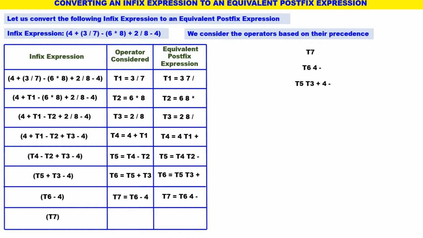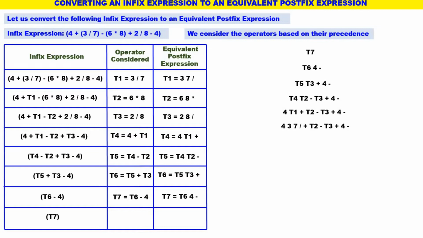Next, for T5, find out what is the postfix expression. T4 T2 minus. So for T5, substitute T4 T2 minus, and T3 plus 4 minus will remain the same. Next, T4. Always you consider leftmost. That is very simple, no problem. T4 is equal to 4 T1 plus. Yes, 4 T1 plus, and after T2 everything will be the same. Next, for T1, let us substitute for T1. What is the T1? 3 7 slash.